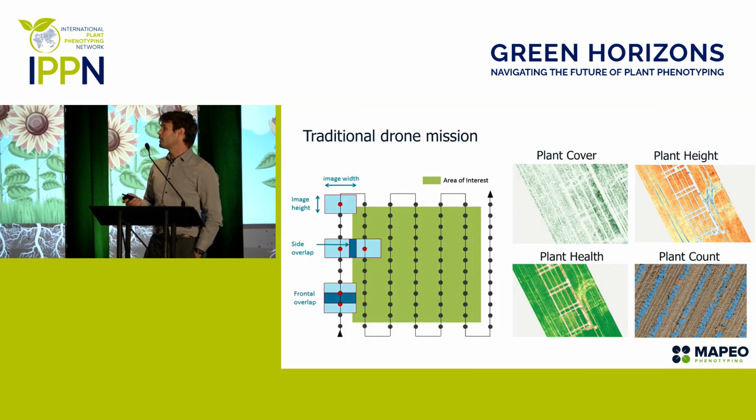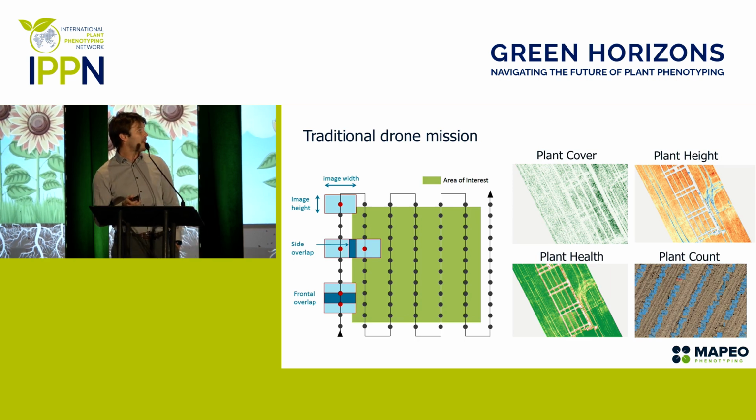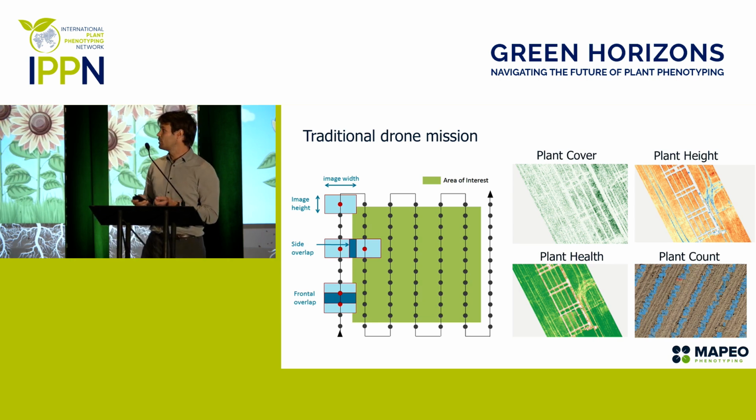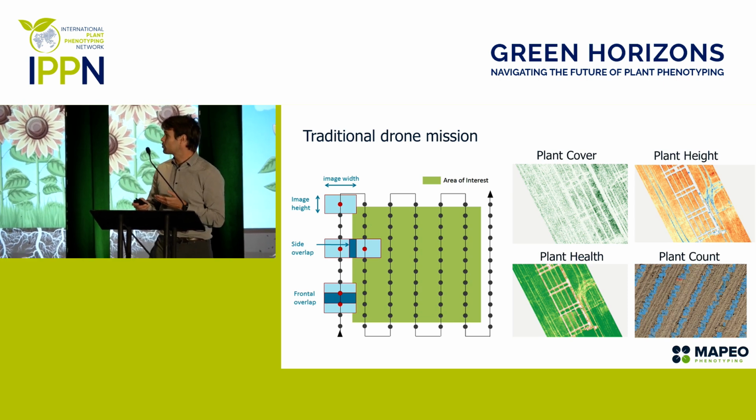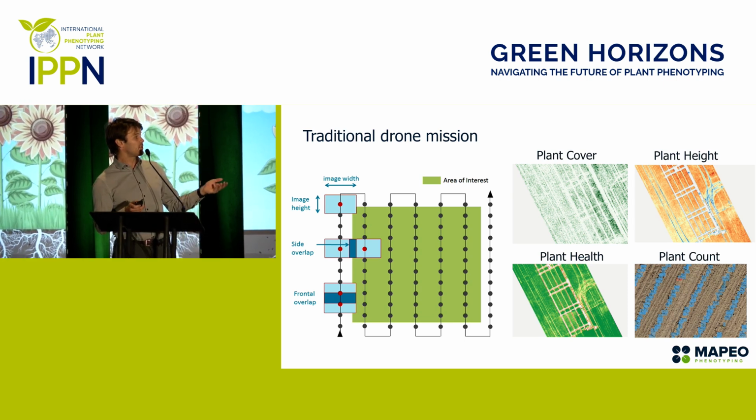So likely a lot of you are familiar with this when you're doing a field drone campaign. You typically want to get a high amount of overlap, and you work across a whole field. The idea being that you use structure from motion to recreate your image. There are a lot of different outputs you can get: plant cover, plant height, plant health with multispectral. And you can also start using object detection methods to start counting plants and this kind of thing.